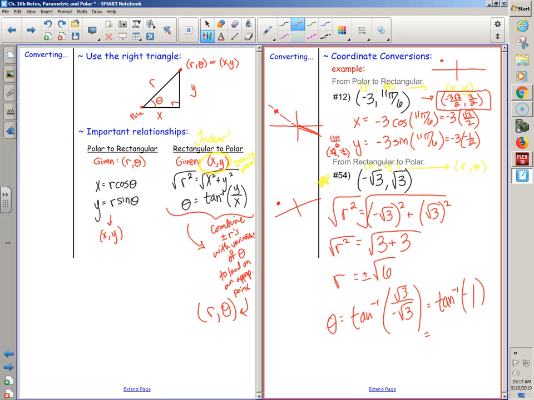If you're in degree mode, it's going to give you negative 45. And if you're not in degree mode, it's going to give you a negative decimal approximation for pi over 4. But here's my question: where's that angle?